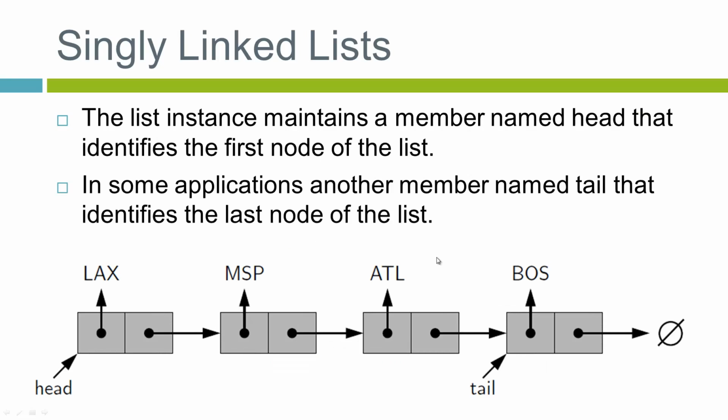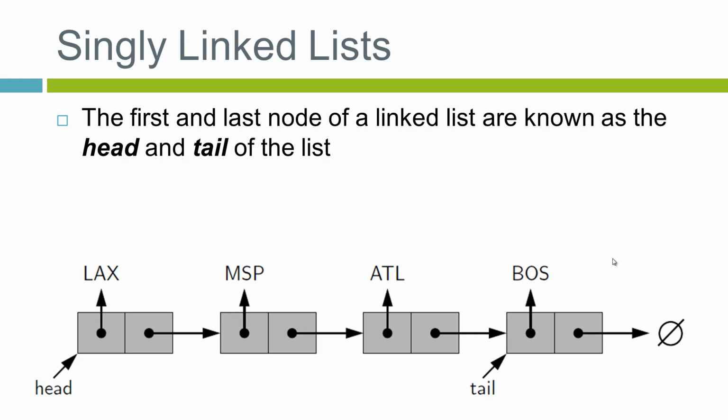Here we have a more full diagram of a singly linked list. The list instance maintains a member named head that identifies the first node of the list, which is this one right here. Notice how nothing points to the head since it's the first node of that list. In some applications, another member named tail that identifies the last node of the list may be found over at the end. And in this case, this node points to none or nothing, indicating that it's the tail. And remember, each of these nodes is referencing its own element, in this case, the airport codes.